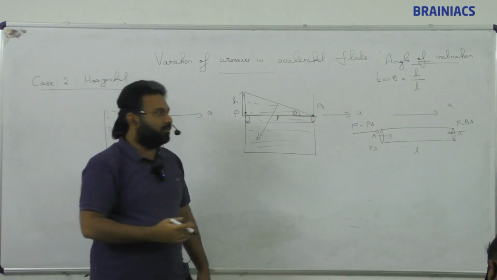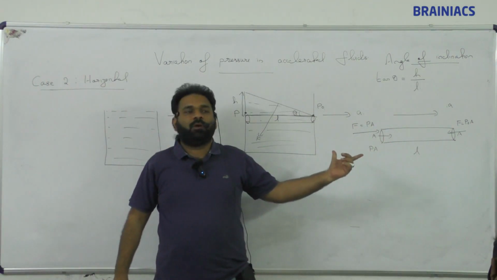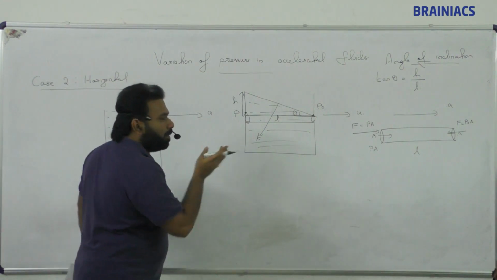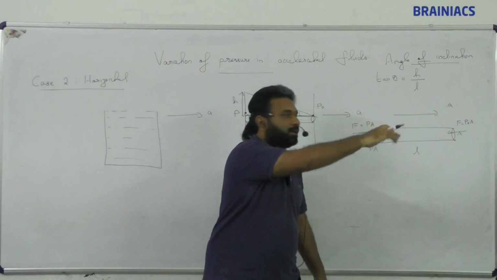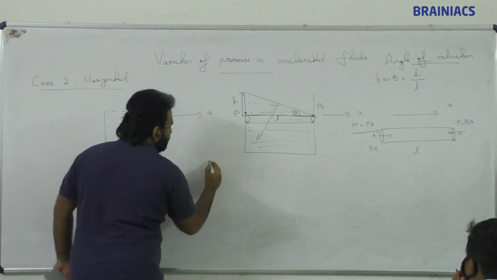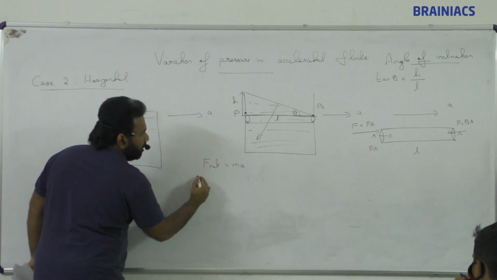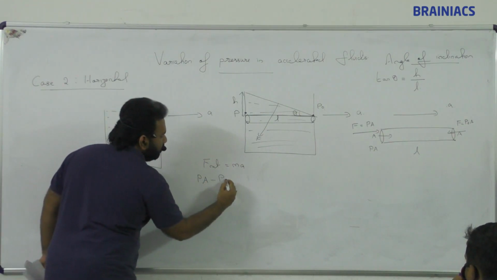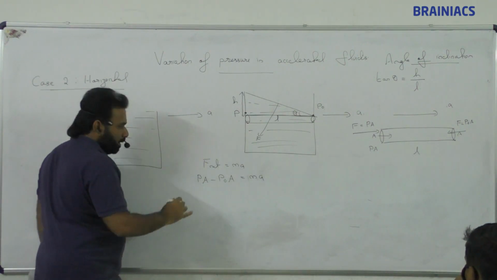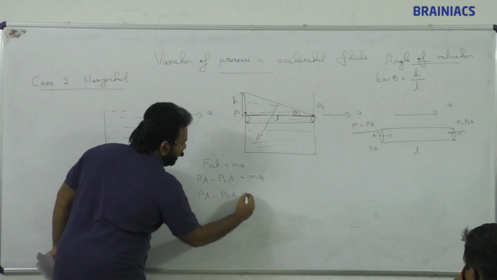Now in the same way, this is just like a free body diagram. Any confusion in this, children? Do you have any confusion? Clear or what? All of you? Okay. Now acceleration is in that direction. Definitely PA will be more than P naught A. So F net is equal to MA. PA minus P naught A is equal to MA. Correct?